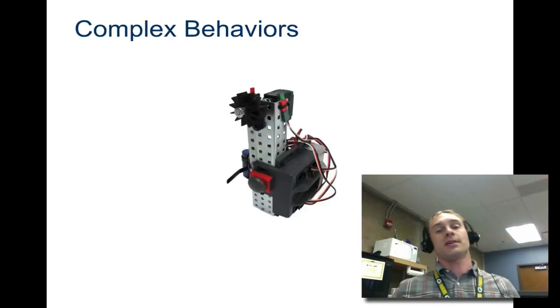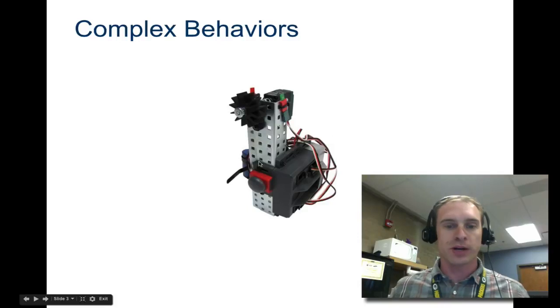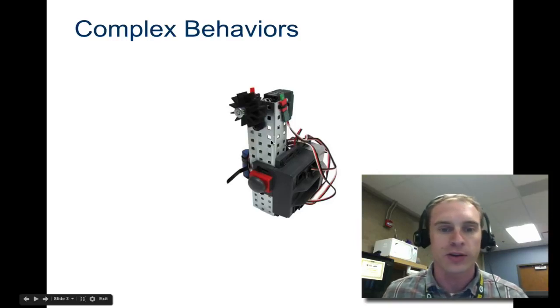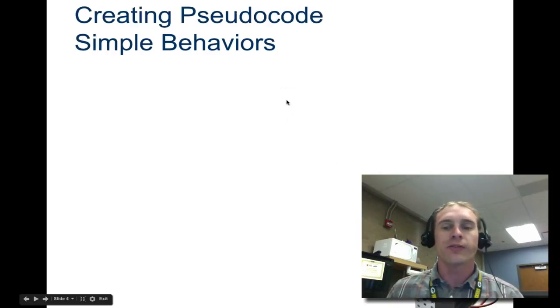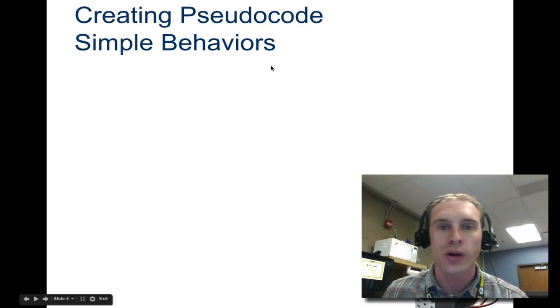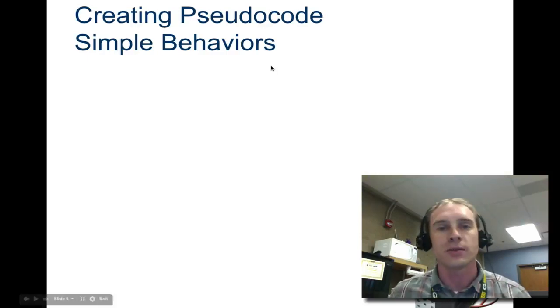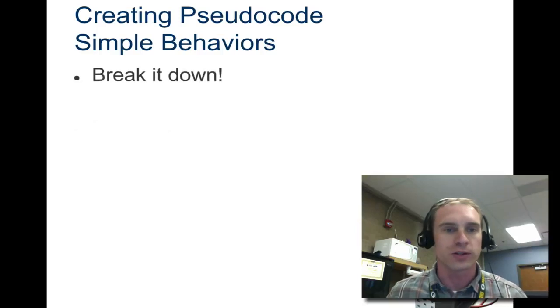So here's a complex behavior. You have this super complex thing here going on. You hit a button, some lights flash, the fan goes on, then another light goes off once you hit the button again. So the first thing you'd want to do in this is create pseudocode. And pseudocode is just the everyday generic language that you would use to write out what you're going to do. So we break it down.